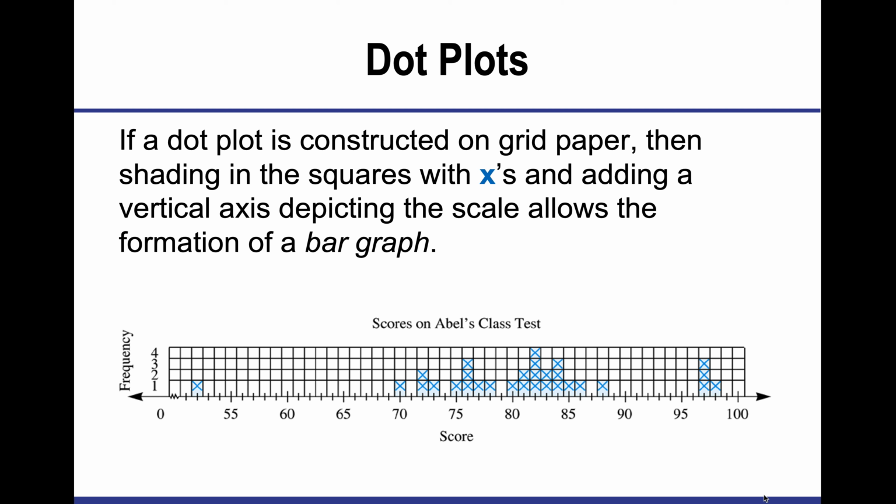If a dot plot is constructed on grid paper, then we can shade the squares, or we can really shade those X's, and we can add a vertical axis that gives us an idea of those values. You see the 1, 2, 3, 4, that just makes it a little bit easier to look at, but not every classroom is going to have access to that graph paper.